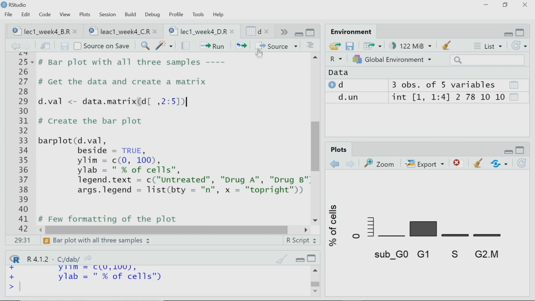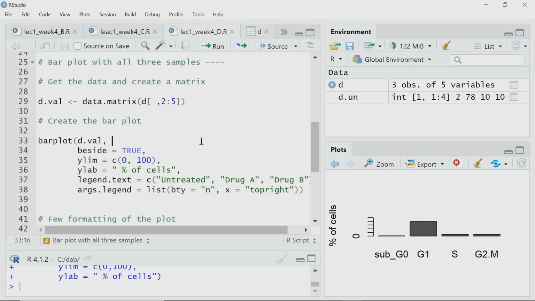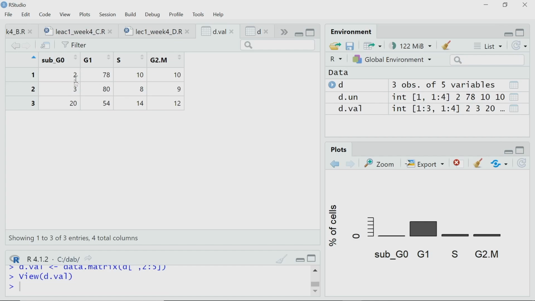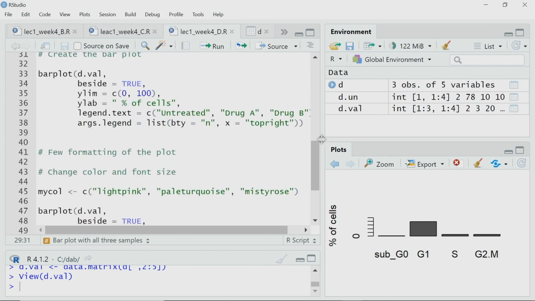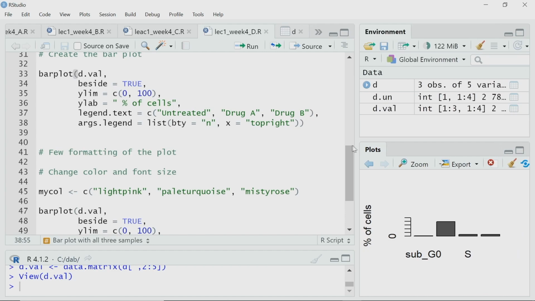In this case I want all the rows for column 2 to column 5. So, what am I doing? I am saying D, leaving the row index empty, and then 2 colon 5, that means from column 2 to column 5, for all rows you take it from D and then convert that into a matrix using the data.matrix function. So, I have D.val which will store these values. I can look into that. Now, I have a matrix with the values for each of these cell cycle phases for each of these 3 samples. Now, I will plot this data as a bar plot. Before I explain what arguments I will put here, let me first plot it, so that it will be much easier to explain the arguments.